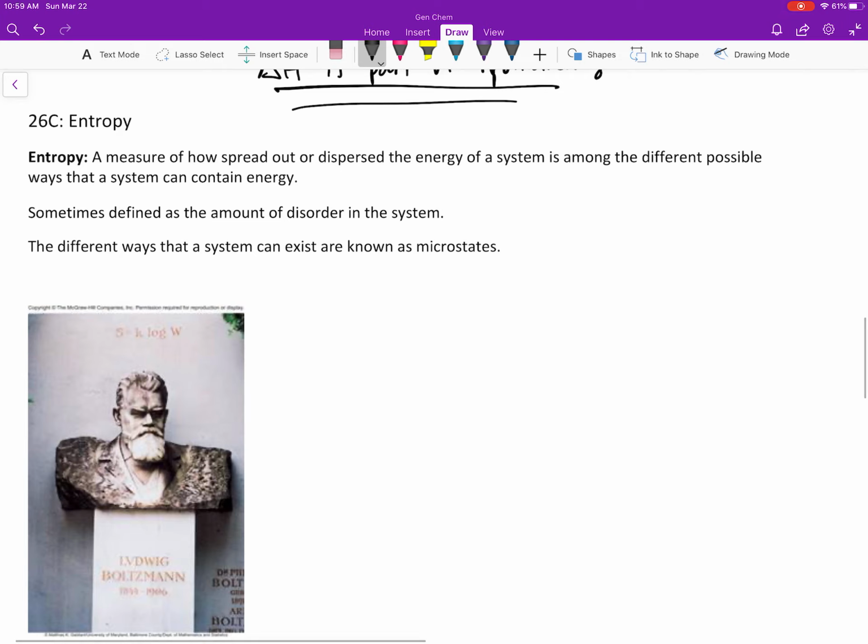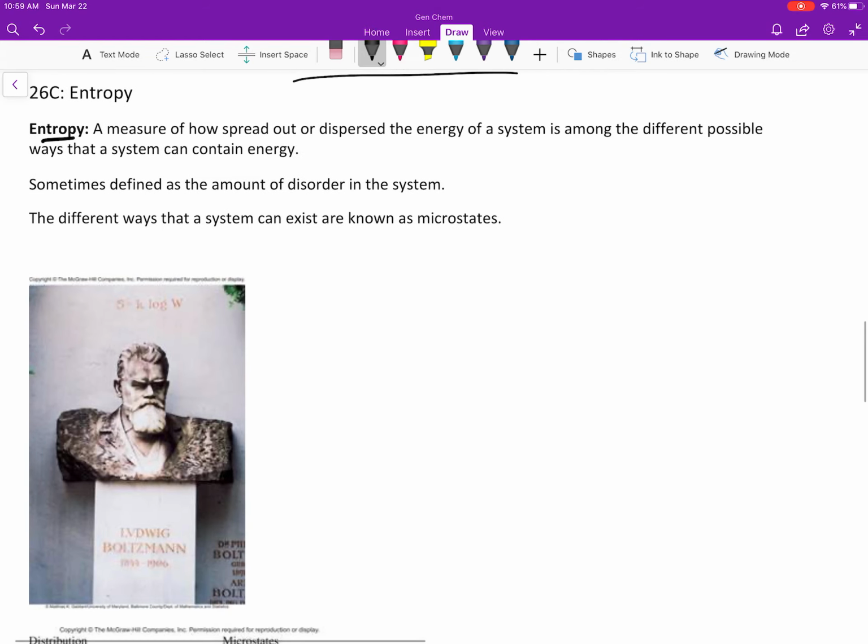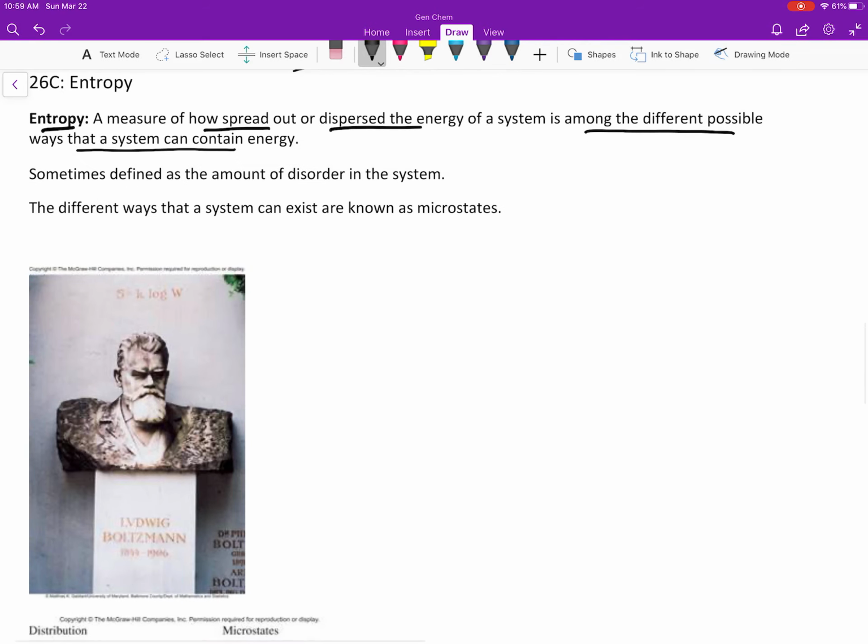But the other part that's going to be involved is called entropy, okay? And entropy is how I feel like our life is right now. Because entropy is a measure of how spread out or dispersed the energy of a system is among the different possible ways that a system can contain energy. But sometimes entropy is defined as the amount of disorder in the system. Now, when it says the system can exist in different ways, these are called microstates. So they're kind of like different scenarios, okay?